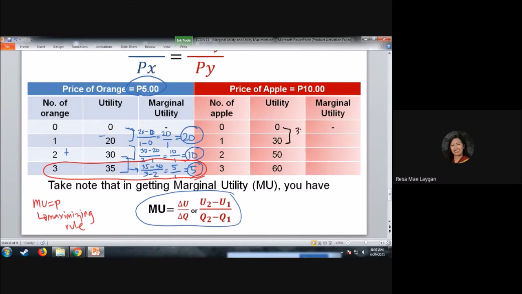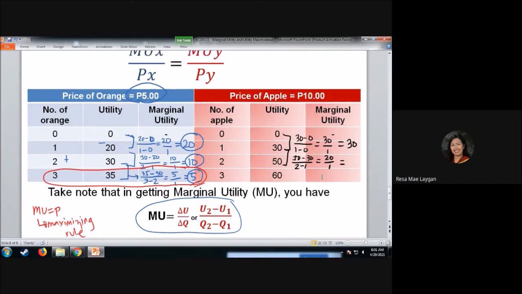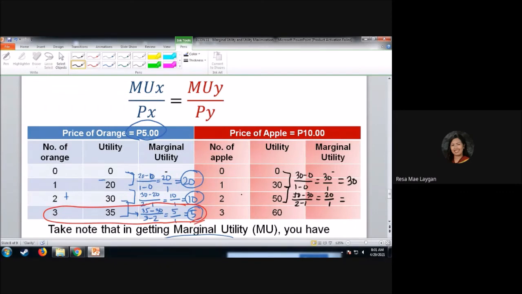Here, we have 30 minus 0 divided by 1 minus 0. So you have here 30 divided by 1. So your marginal utility here is 30. Another, so you have here 50 minus 30 divided by 2 minus 1. So you have here 20 divided by 1. So your marginal utility here is how much? What do you think? So 20 divided by 1, no? At 2 apples, you have a marginal utility of 20.